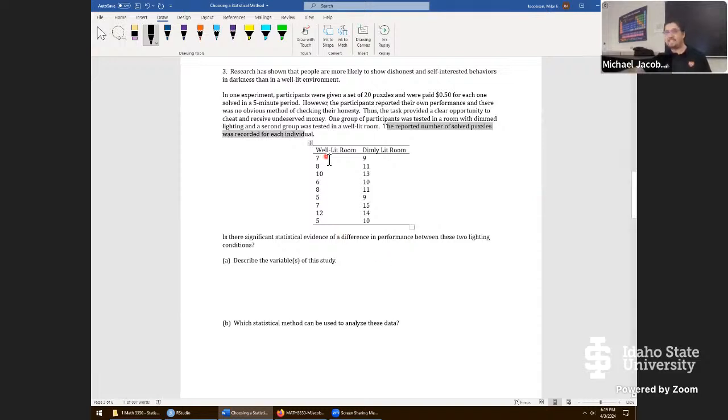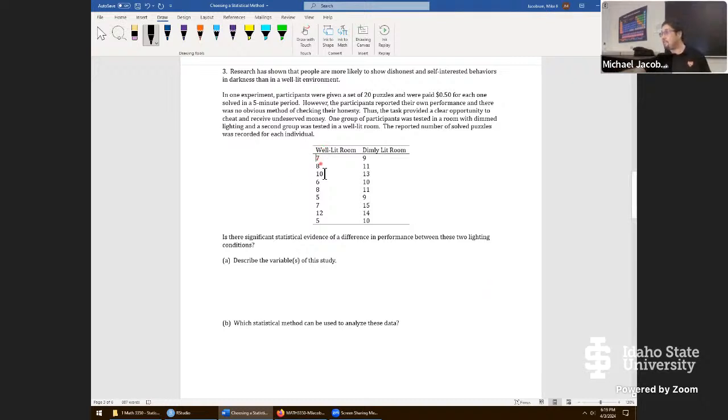So taking a look at the data, just glancing at it, in the well-lit room, it looks like we have people behaving pretty honestly, yet somehow in the dimly lit room, these folks are just really good at solving puzzles, or maybe their behavior really changed based on the environment. But that was the only thing that they tried to change. This category right here, going from well-lit to dimly lit. We want to know, is there significant statistical evidence of a difference in performance between these two lighting conditions? Very similar kind of questions with the newts and the healing rates between the control and experimental room. But this is a very, very different situation.